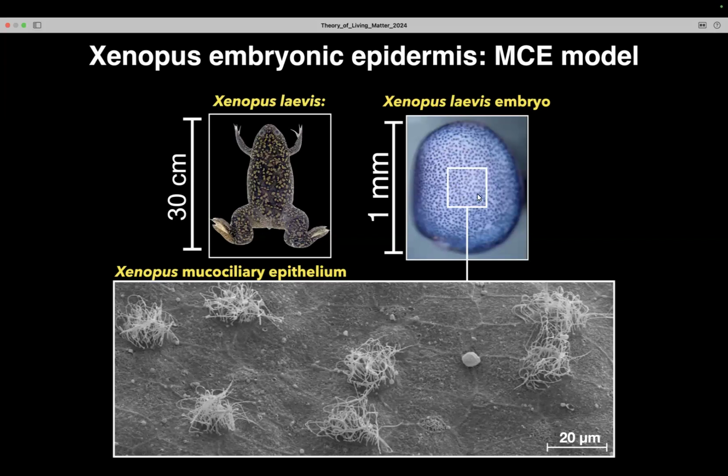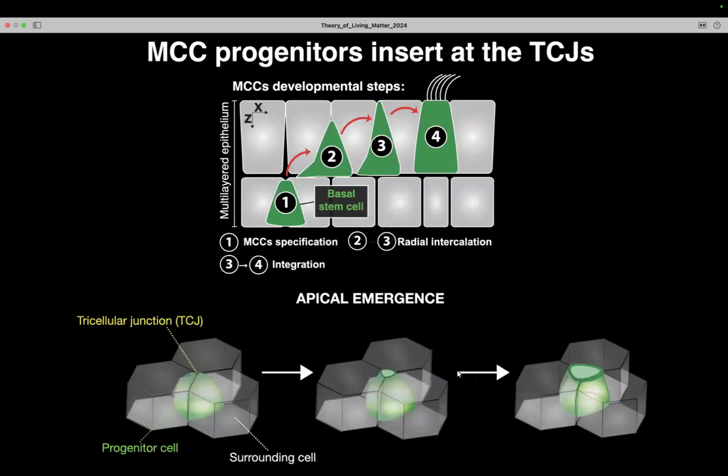Each of these blue spots is a single multiciliated cell, which you can appreciate better on this scanning electron microscopy picture. You can see a beautiful tuft of multiciliated cells, which are surrounded by goblet cells. And you can see the vesicles, the mucous vesicles. What we know is that as these cells move towards the superficial layer, they insert at a position called the tricellular junction, a vertex built by three or more cells. Upon insertion into this vertex, they open the apical domain and then start growing cilia.